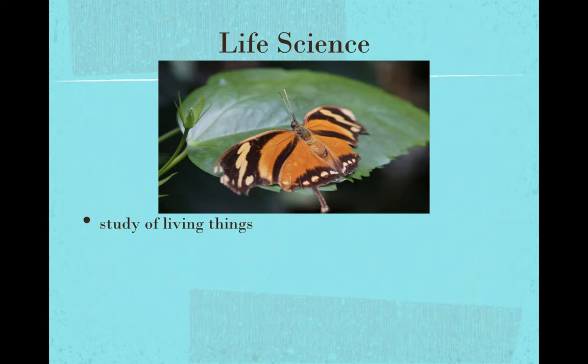What are the three major branches of science? Physical science, earth science, and life science.